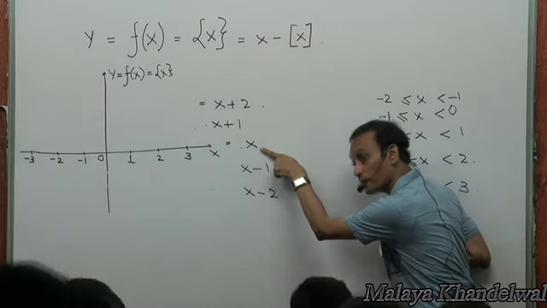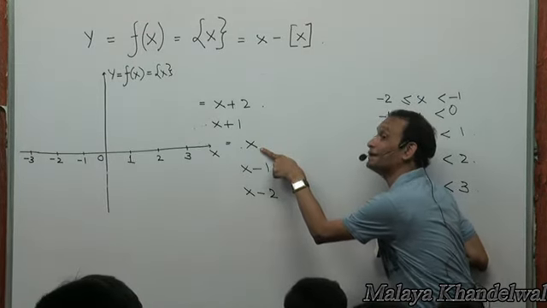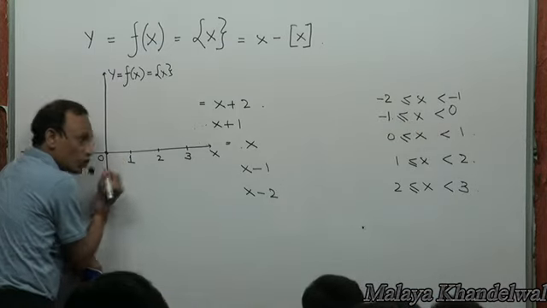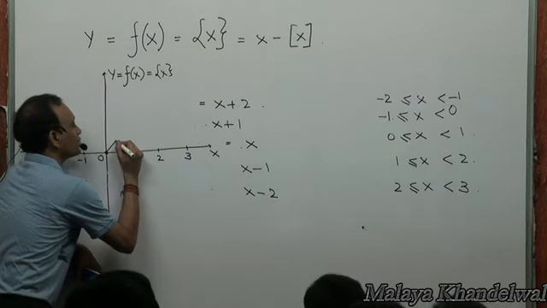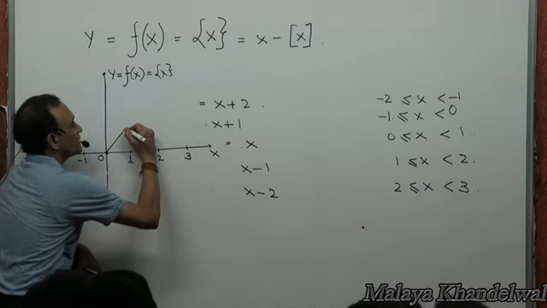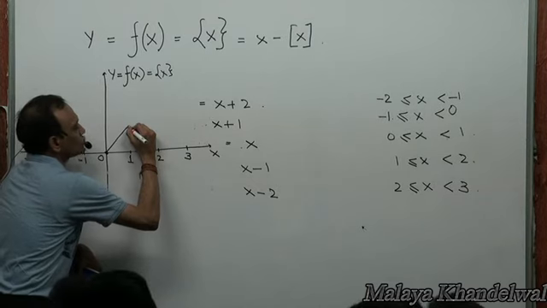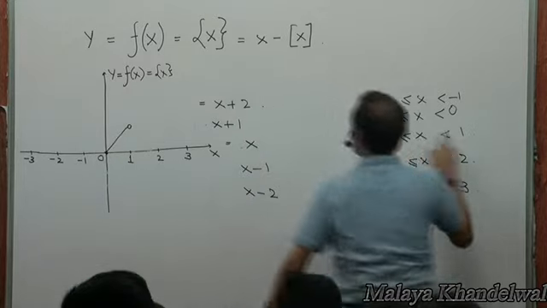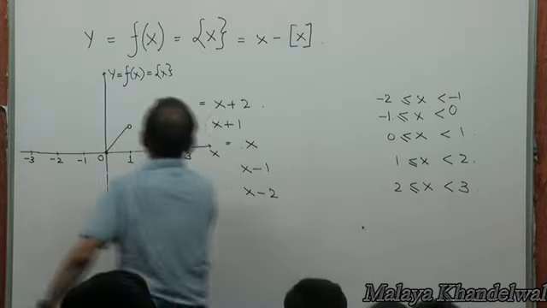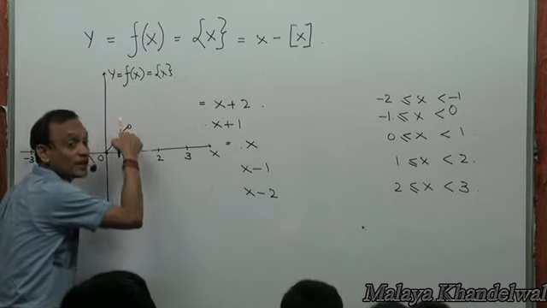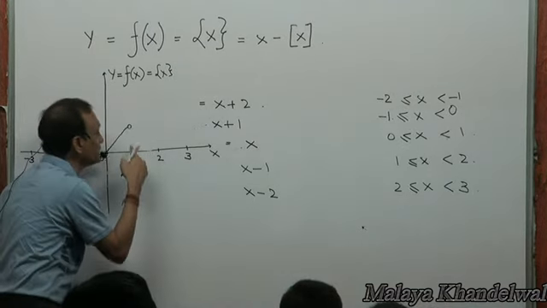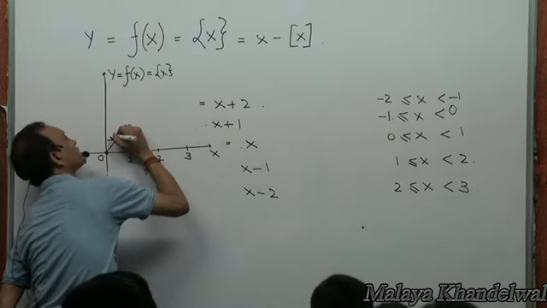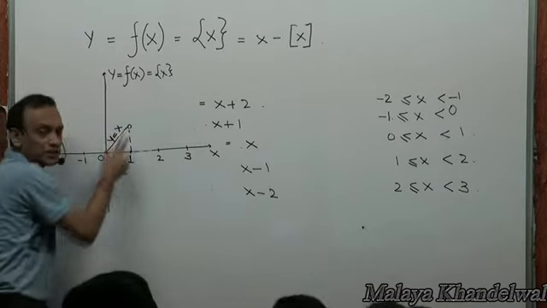Y equal to x is a straight line passing through the origin, making an angle of 45 degrees with the positive direction of the x-axis. So, in the interval 0 to 1, which includes 0 but excludes 1, it goes as y equal to x. Now, it comes closer and closer to 1, but at x equal to 1, it doesn't include y equal to x. X equal to 1 does not belong to y equal to x. And therefore, I put this hollow dot, a kink, which means that at x equal to 1, y equal to x is not the description.